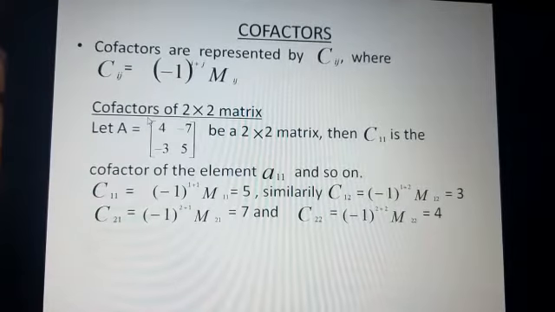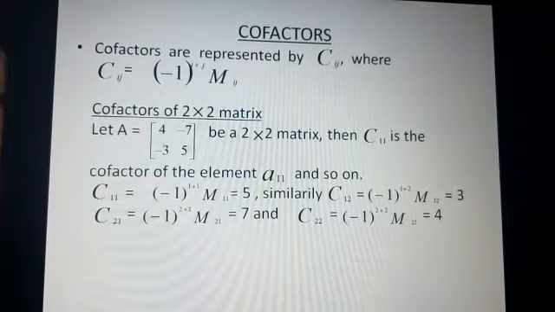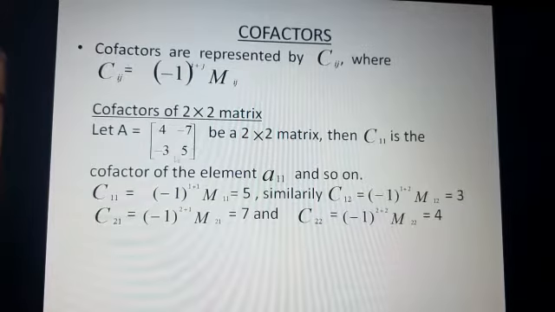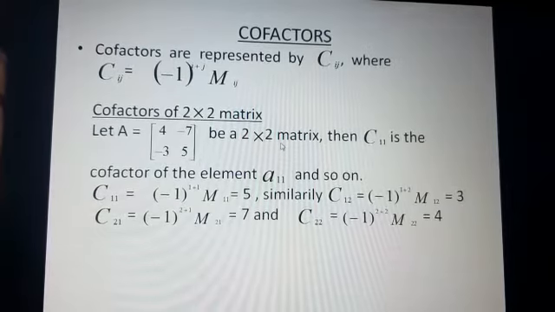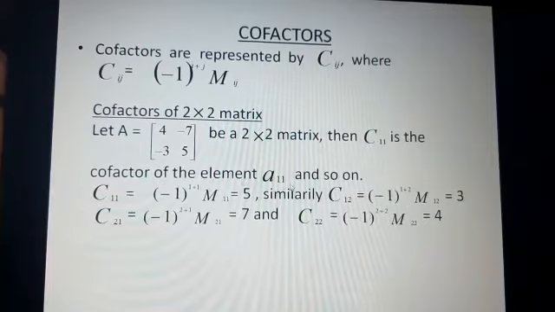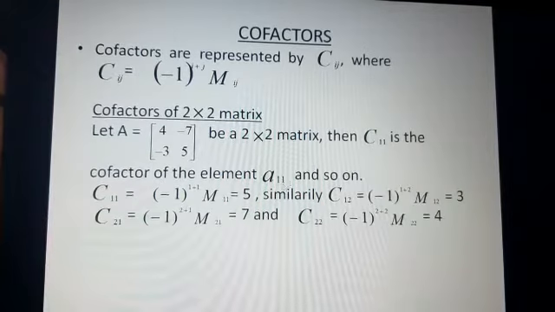Let us take an example of a 2 into 2 matrix. I have taken the same example, 4, minus 7, minus 3, 5. It is a 2 into 2 matrix, and C11 is the cofactor of the element A11, and so on.